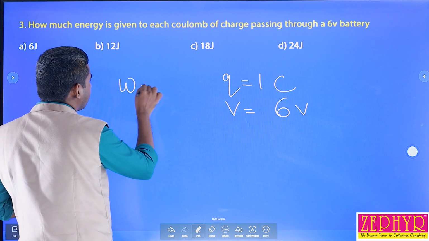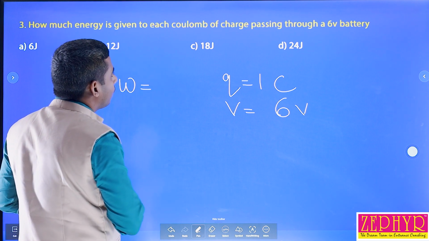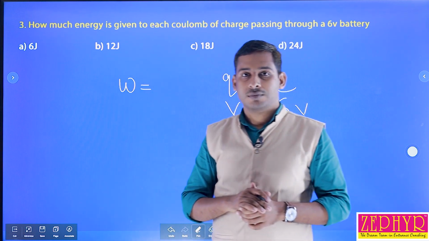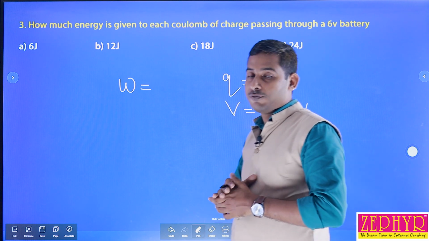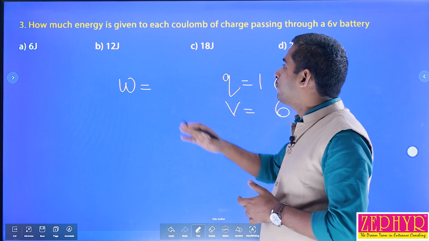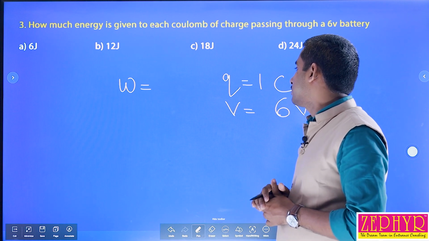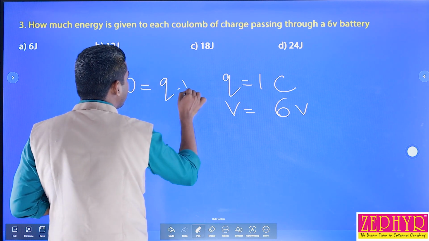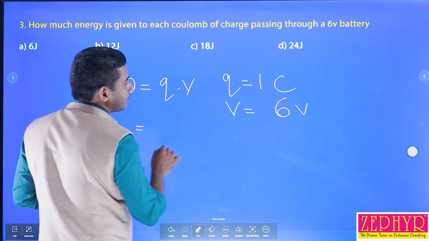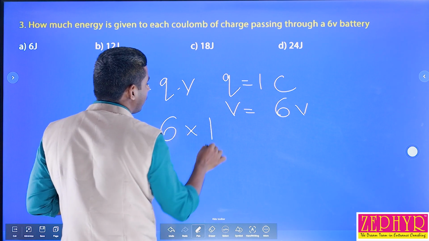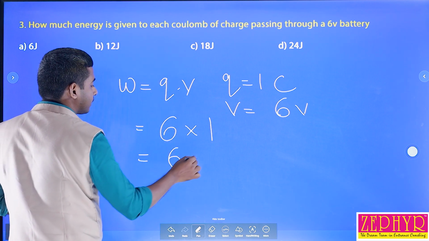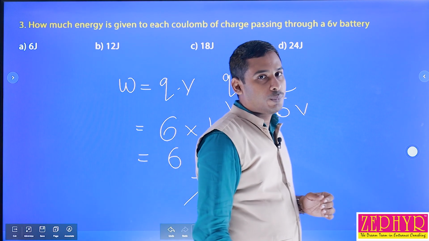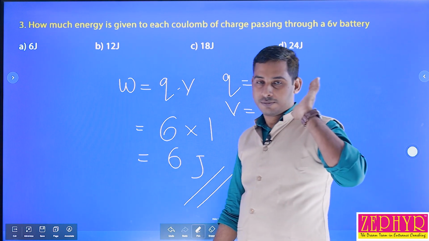So energy is equivalent to work. We know work, potential difference and Q; those are the three terms we are going to relate. So we have to find work here. So W equal to Q into V, that means 6 into 1. So the final answer is 6 joule. So W equal to QV.